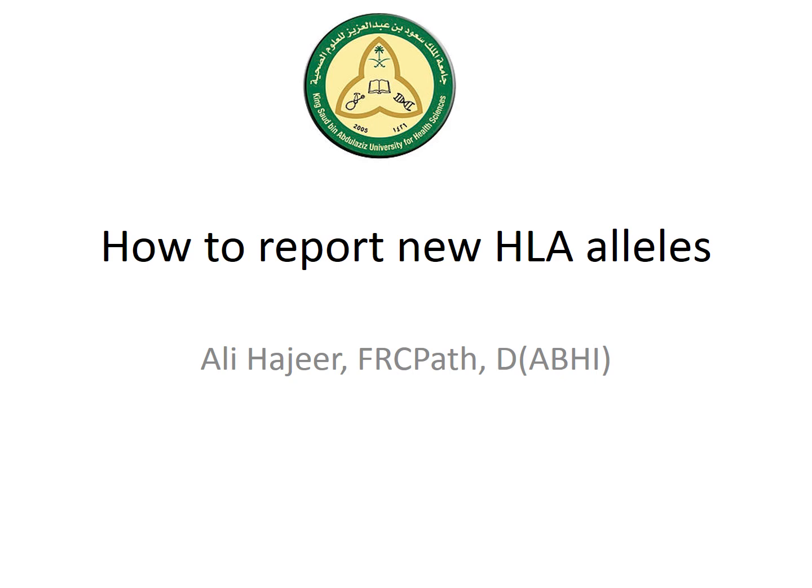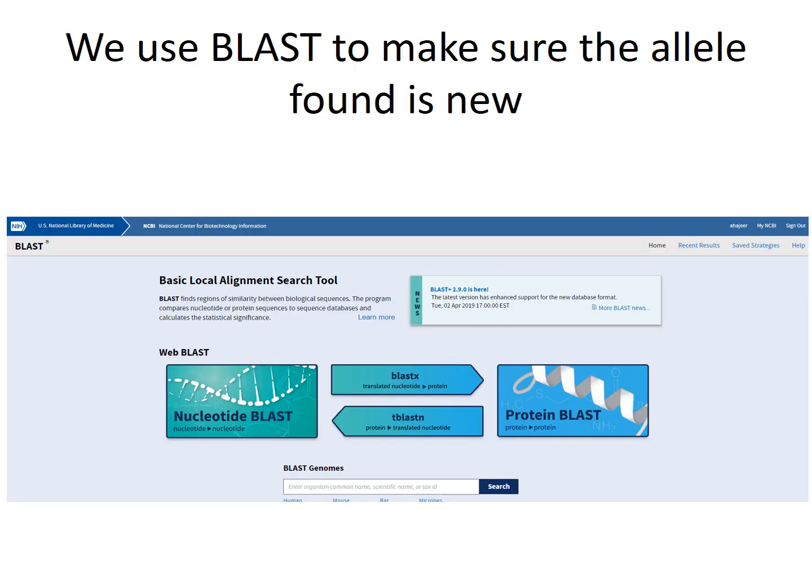In this short presentation, I will show you how to report new HLA alleles. As you are using next generation sequencing, you will be facing many new alleles. Once you confirm that you have a new allele, download the FASTA file of that sequence and run a nucleotide BLAST software to make sure that you have a unique sequence.